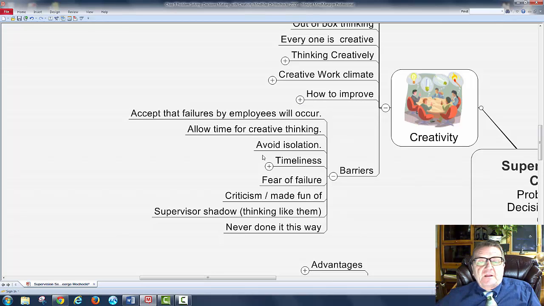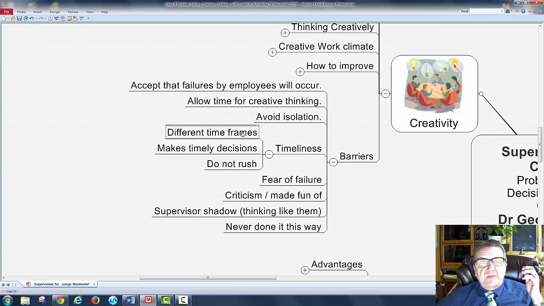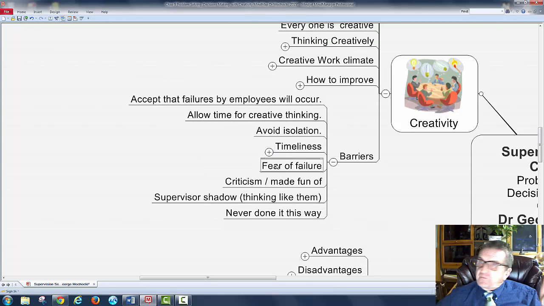Okay? Now, allow time for creative thinking. Avoid isolation. So you shouldn't be always together. You have the people brainstorming, throwing ideas at me. You're thinking different ways. Timeliness. When I'm looking at different time frames, make decisions timely. Do not rush on some decision. Fear of failure. There shouldn't be a fear of failure. Within a team, we all fail.